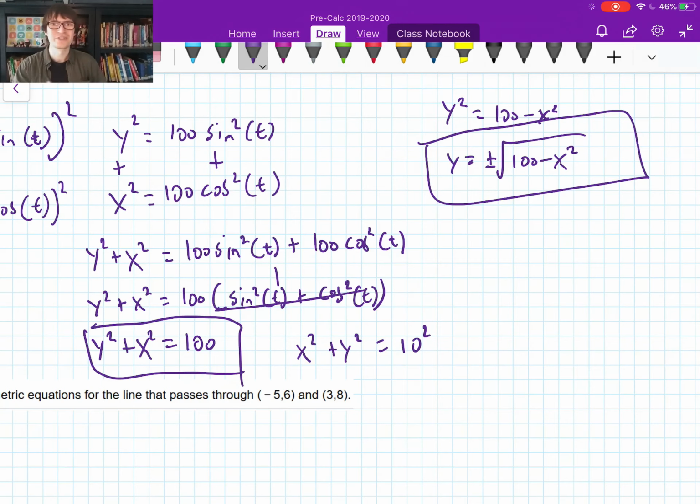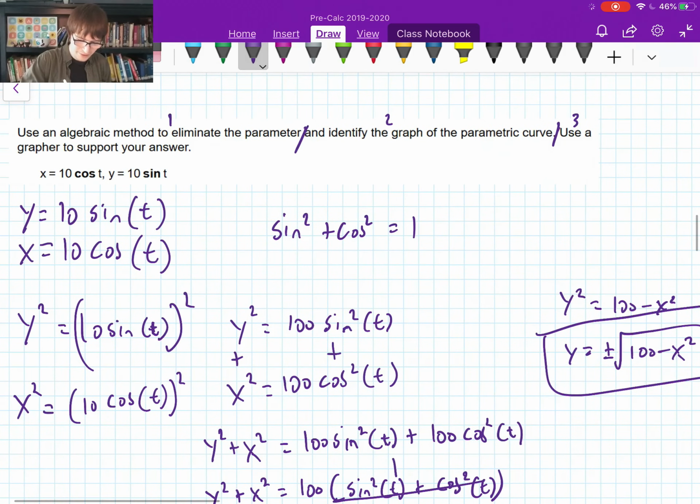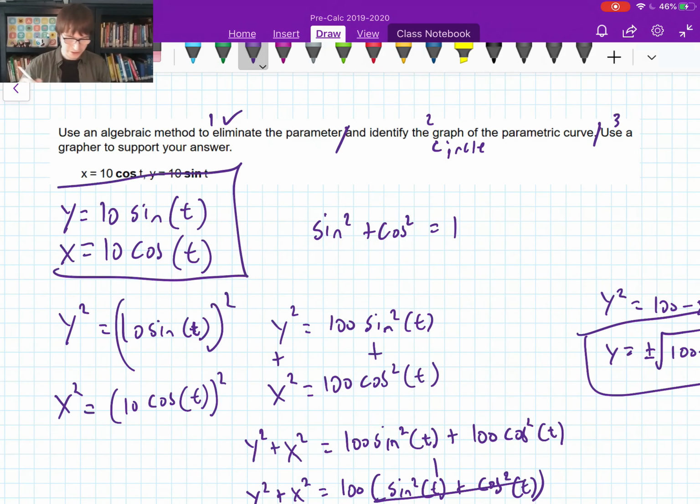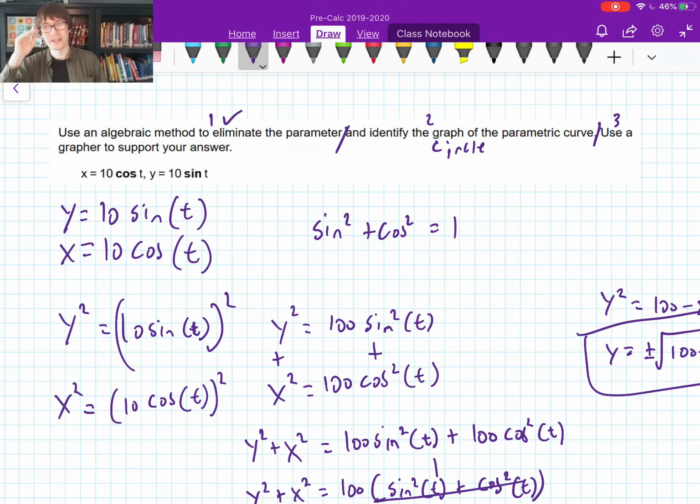This is the equation of a circle. So we know, first off, we finished the first one. The second one is it's a circle. And you may have noticed all that already. So this right here is the equation of a circle using parametrics. But this is the equation of a circle. We've now confirmed it, and we've linked one to the other by eliminating the parameter.